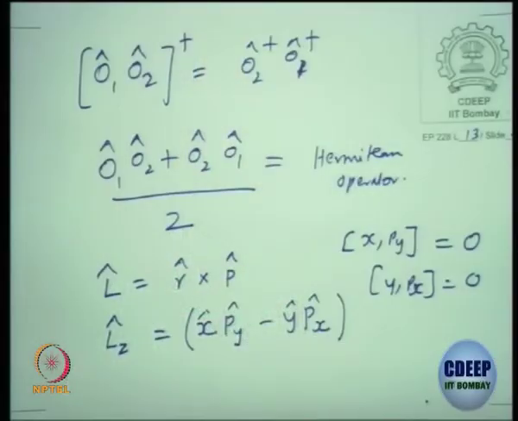So I am slowly getting to the point that there are two kinds of operators. There could be operators which are commuting, and there could be operators which are not commuting. The commuting operators are what we call compatible operators, and non-commuting operators are incompatible operators. And then what did we do further in the last lecture?